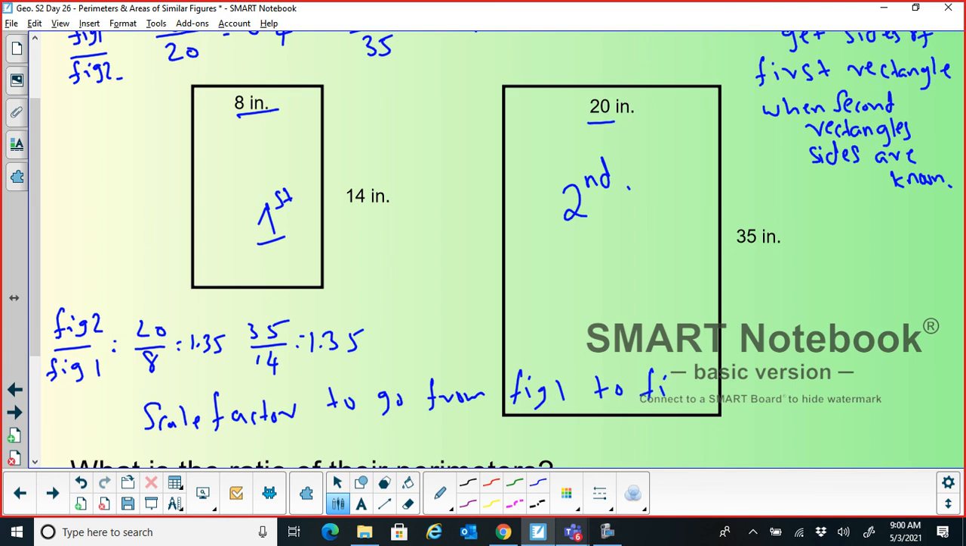By this I mean whenever they give you any side in figure 1, I can get the corresponding side in figure 2 by multiplying by this particular scale factor.